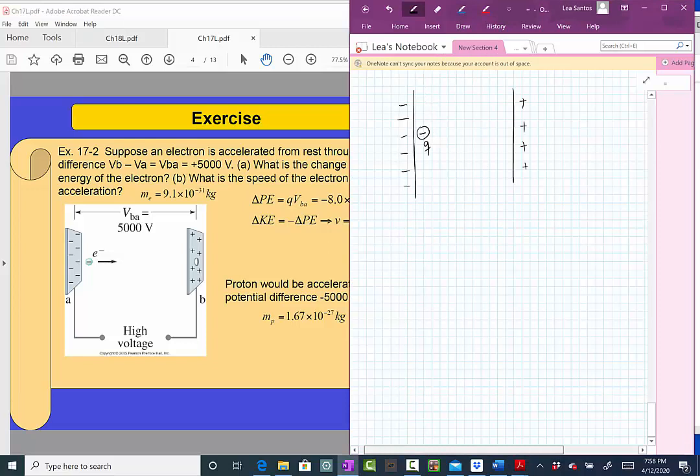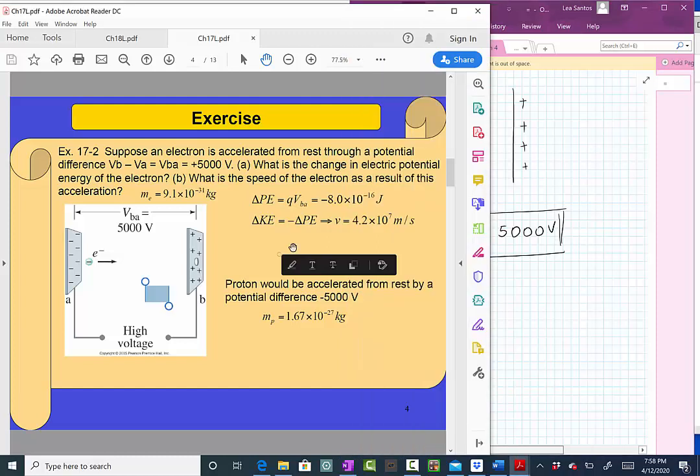So the potential difference, the high potential minus the initial potential, so the potential difference is 5,000 volts. And this is usually how they give us in the problems. They just give us the positive value of this potential difference because they give us in terms of the high minus the low potential. Okay, so 5,000 volts.